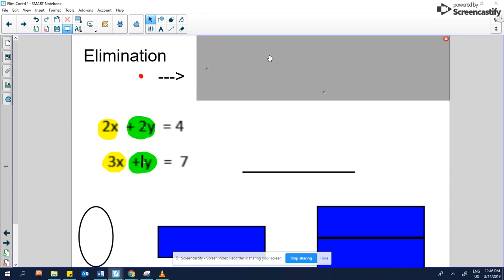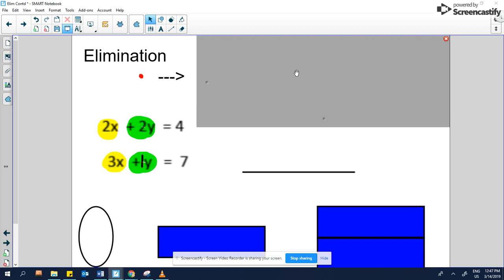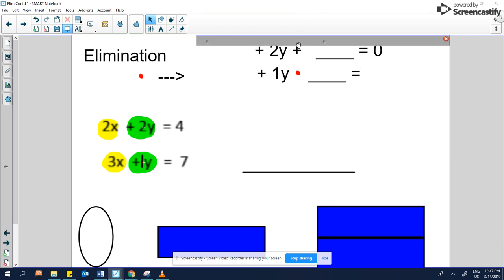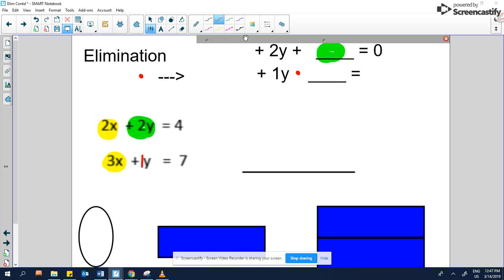So here's my question. If I have a positive 2y and I want to add something to it, I want this one to become something that will give me 0. So I have a positive 2y. What do I add to it? So I'm going to take this, I'm going to put it in that blank. Positive 2y plus what gives me 0? All right, so hopefully you said negative 2y. So that's what I got to get.